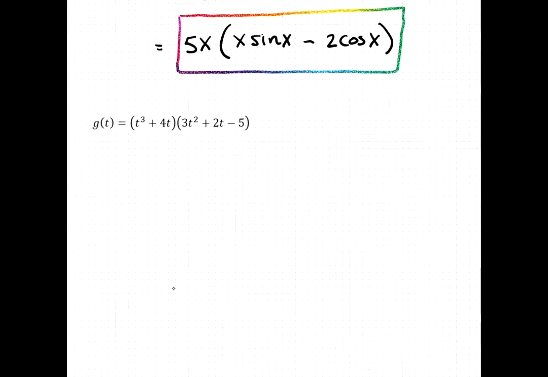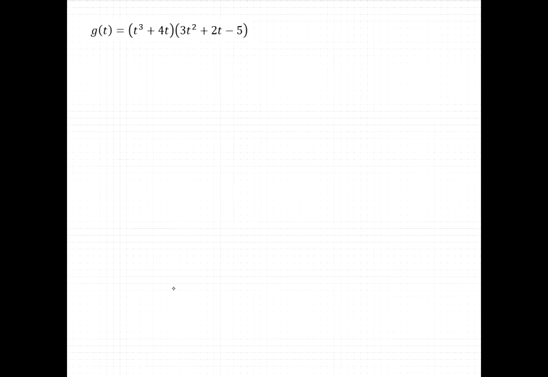Okay, so let's look at the g of t function. The derivative of g of t, g prime of t. So again, let me use a different color here. We have a product of a function of t times another function of t. So t to the third power plus 4t, the first one, we could leave that, and take the derivative of the second.